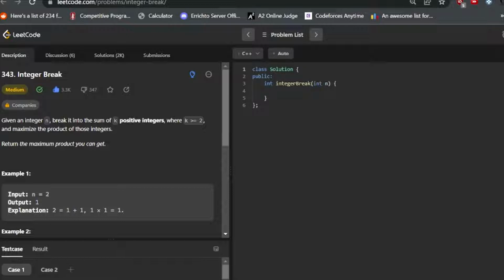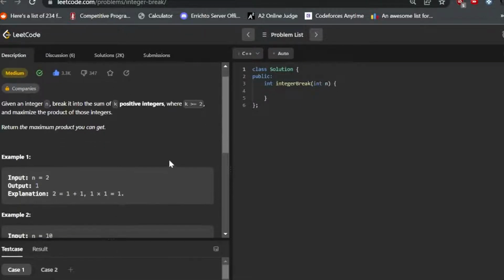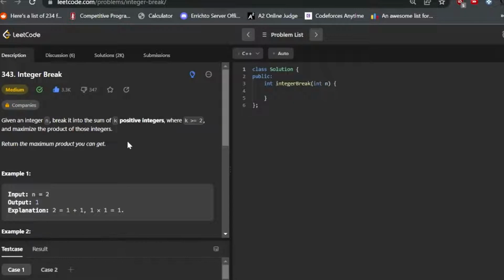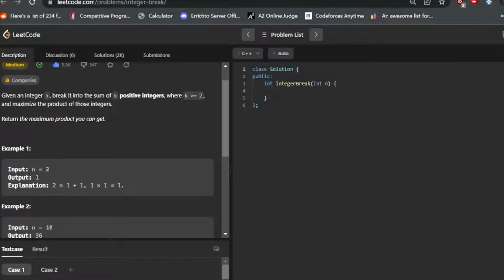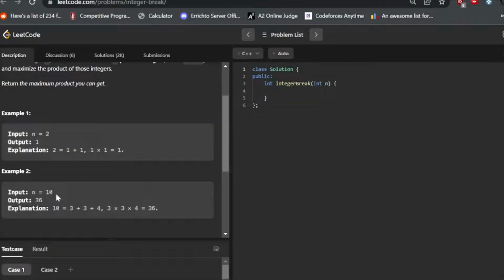Okay, so essentially what I get from the idea is that, given an integer, we need to divide it into its possible sums and then get the maximum product. So let's have a look at an example. Given n equals 2, the output is 1, because there's only one way we can break 2, which is 1 plus 1, and the product is 1 times 1 equals 1. Now for 10, we can break 10 into 3 plus 3 plus 4, and the product of these numbers is 3 times 3 times 4, which is 36.